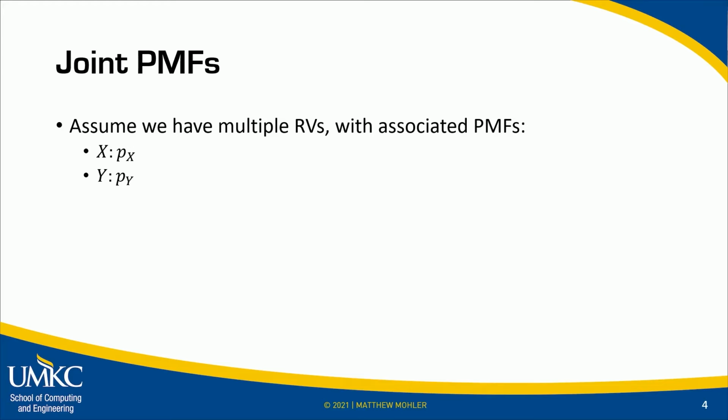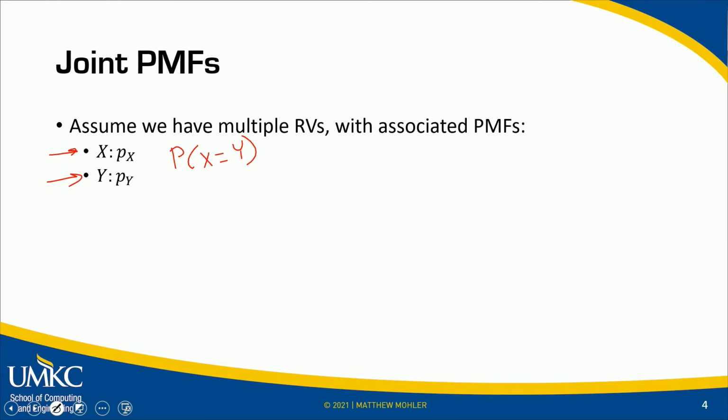But let's say that we're interested in finding more information about their interaction. So maybe we want to ask, what is the probability that the random variable x is equal to the random variable y? Given these two individual random variables and their PMFs, we don't really have any information about how they interact with each other, about how they work together. And so in this section on joint PMFs, we're going to look at a way to do that.